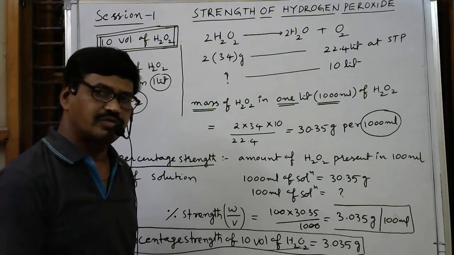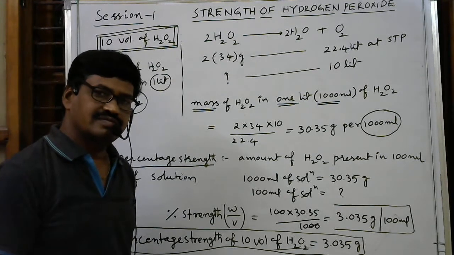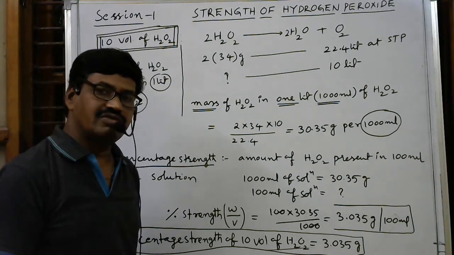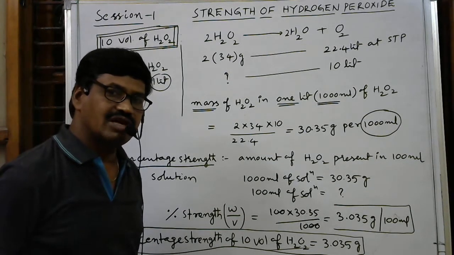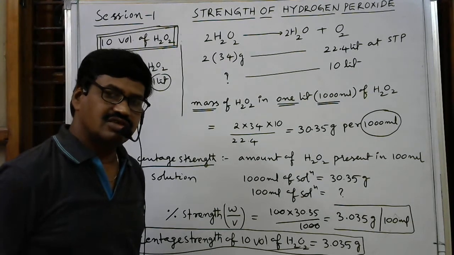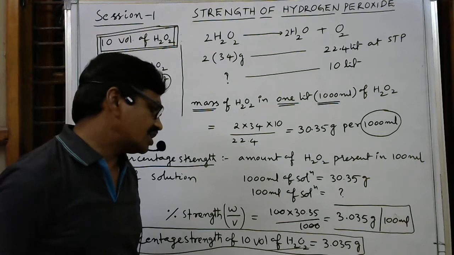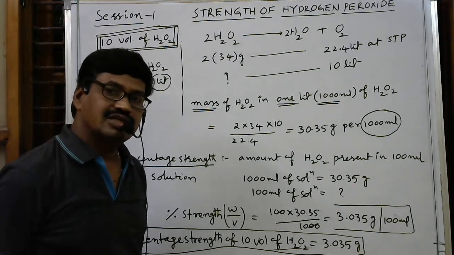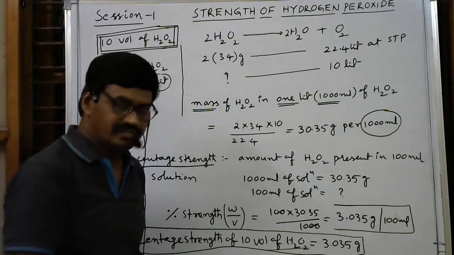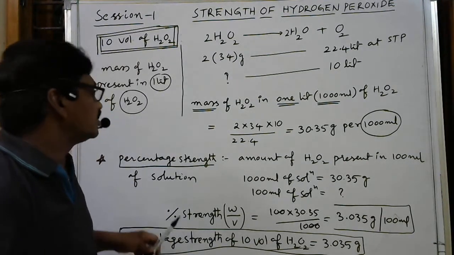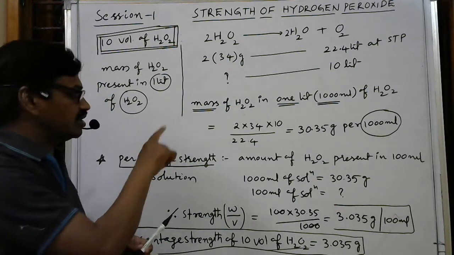100 volumes of hydrogen peroxide. Many times I have seen this question in examinations, in previous question papers. 100 volumes of hydrogen peroxide is called perhydrol. Otherwise, it is 30.35 percentage strength. 100 means into 10. I will give a clear explanation. I hope you understand this.